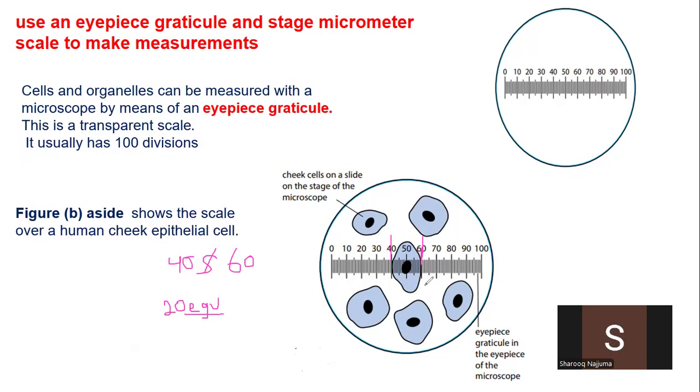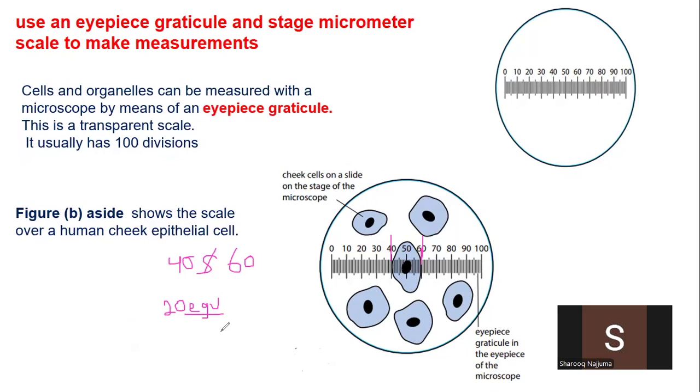Sometimes you might need to count the divisions individually. So this is 1, 2, 3, 4, 5, 6, 7, 8, 9, 10, 11, 12, 13, 14, 15, 16, 17, 18, 19, 20. But the easiest way is just look at where it is starting from or ending, and get the difference. Those will be the number of divisions that the cell is taking up. So that is the first step.